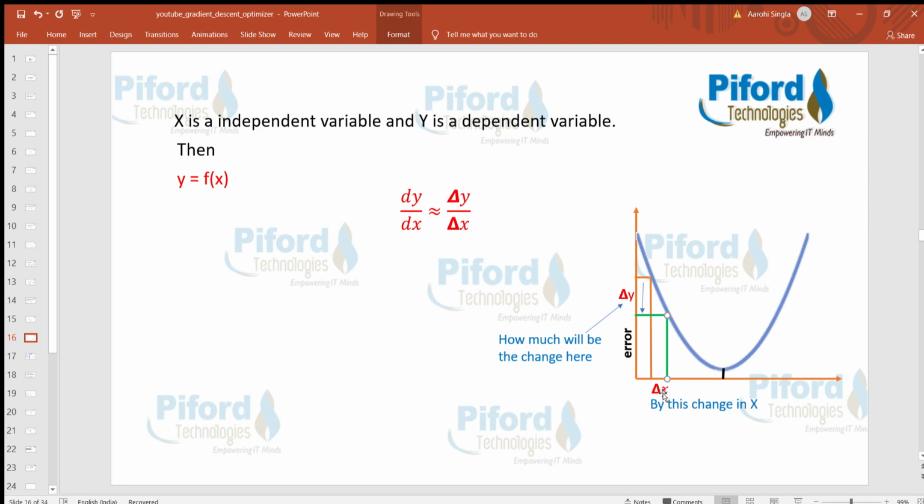We have changed the value of x slightly, then this is the change in y, which means this is delta y, right? When we have changed the value of x, this is the change in y. So delta y by delta x is called an approximation, which is approximately equal to the derivative dy by dx, right?